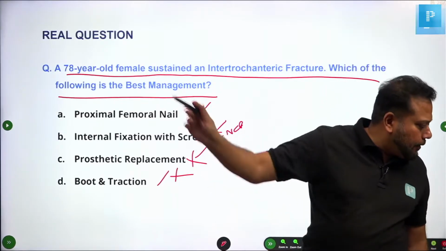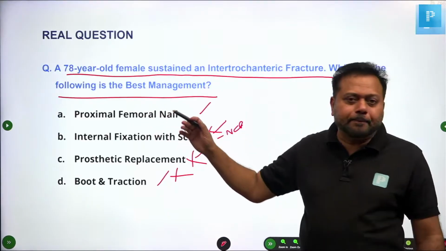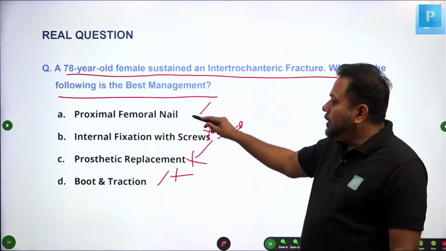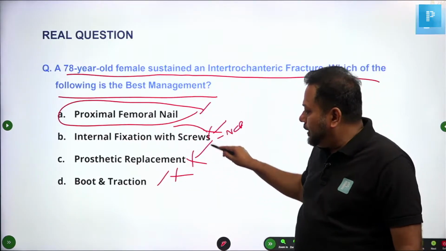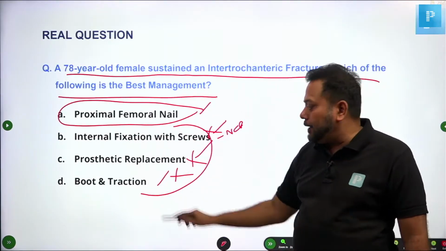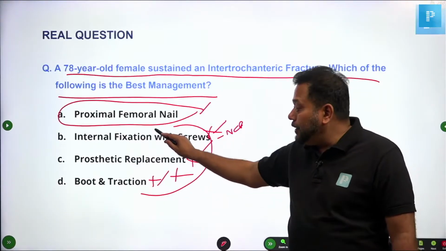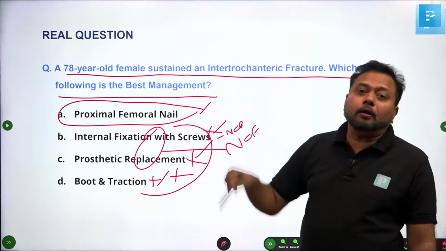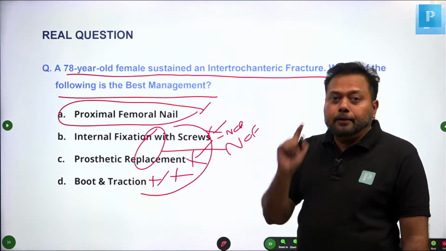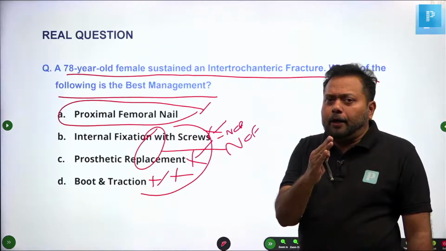That is wrong. Proximal femoral nail is the right answer. Yes, Dr. Pepsi and many of you have answered. So in the 4 choices, these 3 definitely are not the answer. Boot and traction is not the answer because it's conservative, so it's not the best. These 2 are for neck of femur fracture, not for intertrochanteric fracture. Now let us see the scientific management of intertrochanteric fracture.